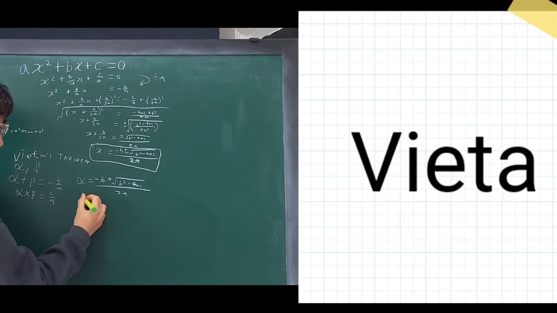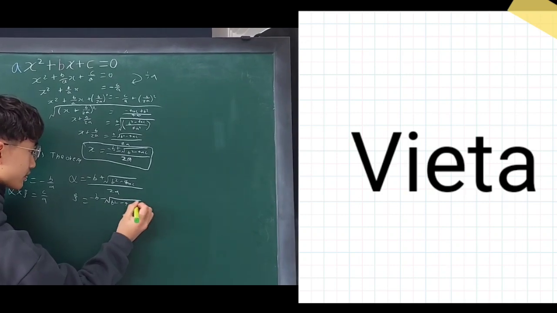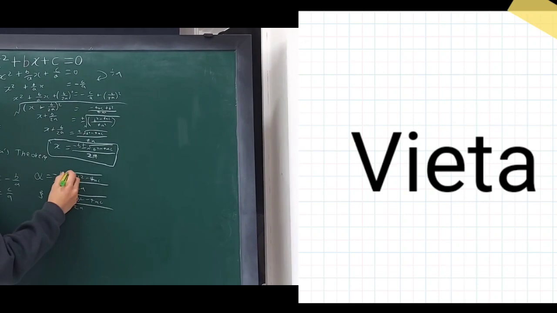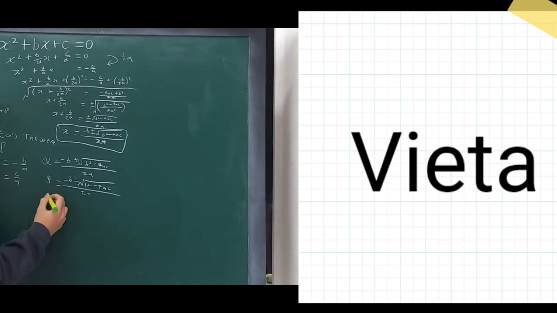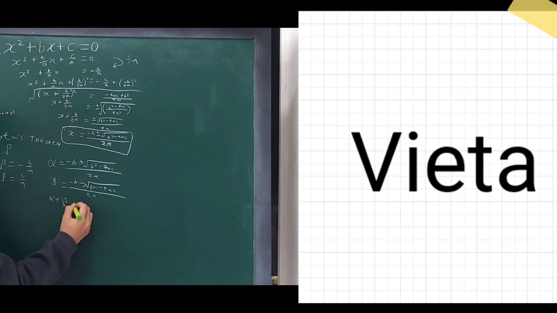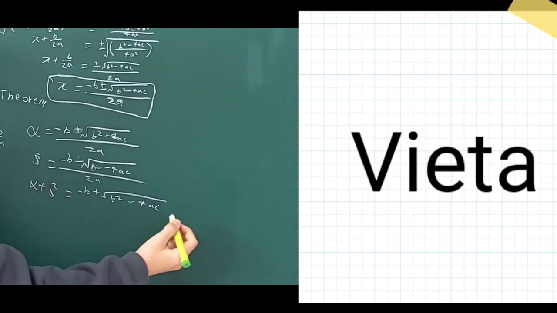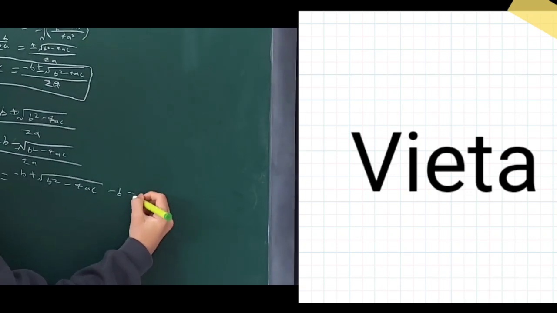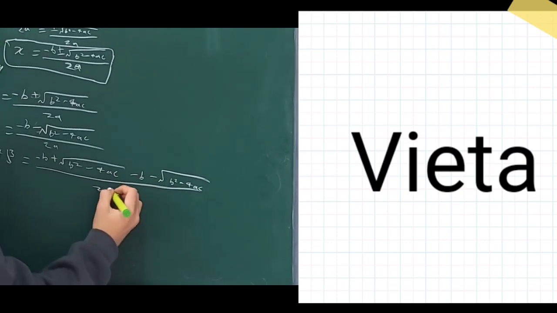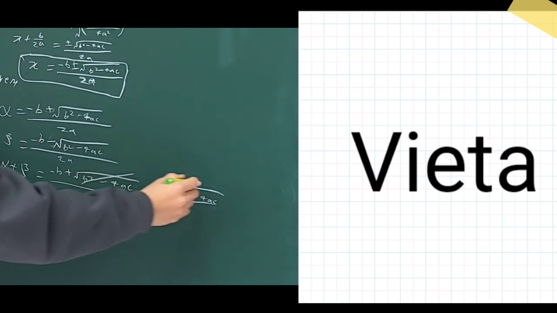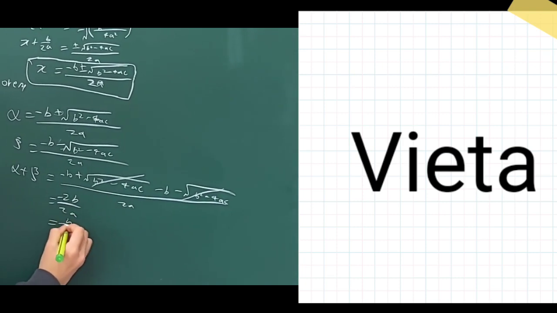Now I will say beta is equal to negative b minus the square root of b squared minus 4ac over 2a, because there's plus or minus. Now when I add those two, when I say alpha plus beta, it will be the same as negative b plus the square root of b squared minus 4ac, minus b minus the square root of b squared minus 4ac, over 2a. Since we add these two, we can just cancel out the roots, which will give us negative 2b over 2a, which is negative b over a.